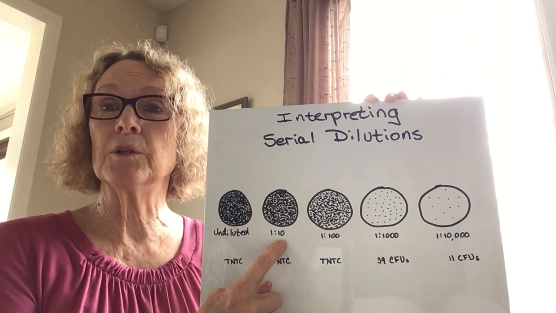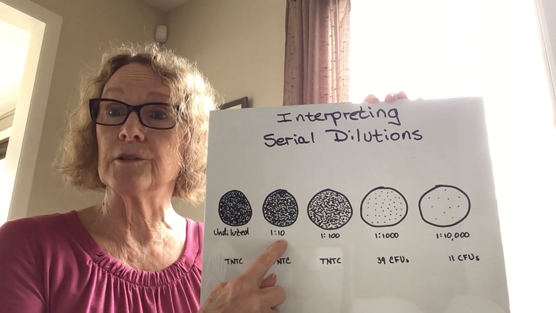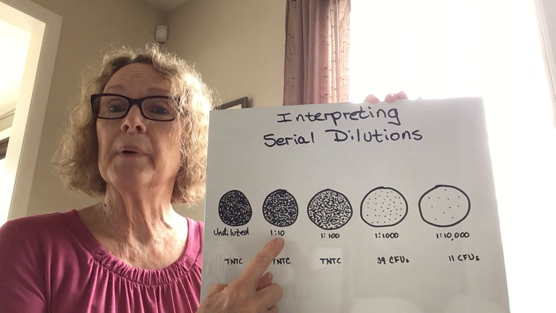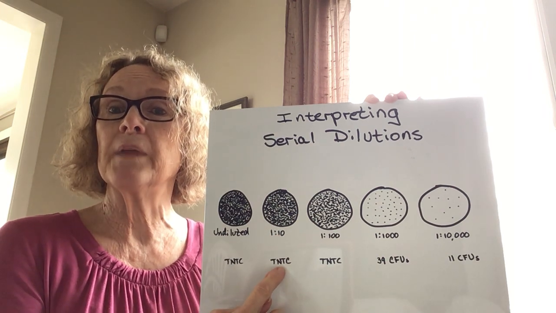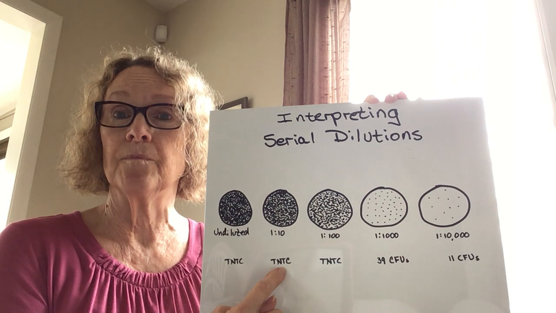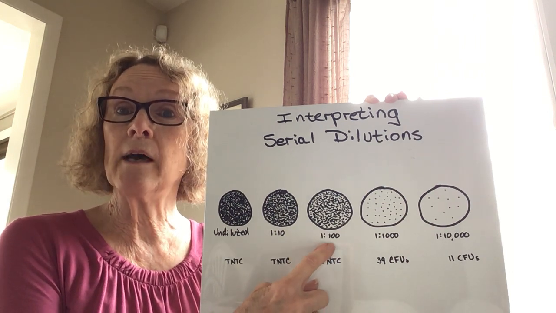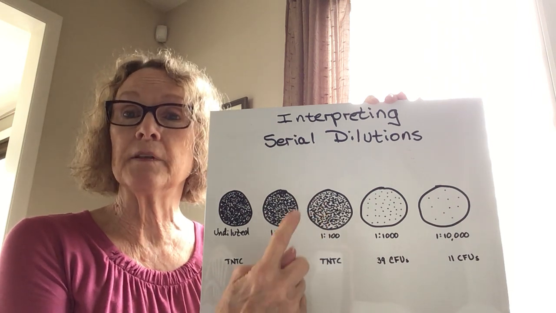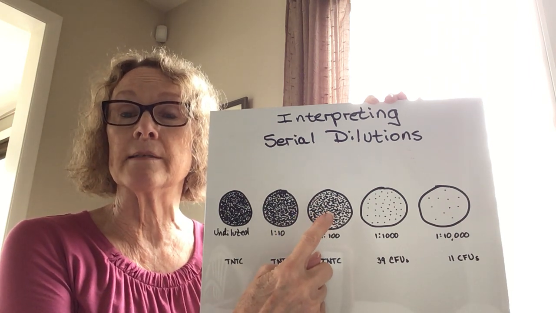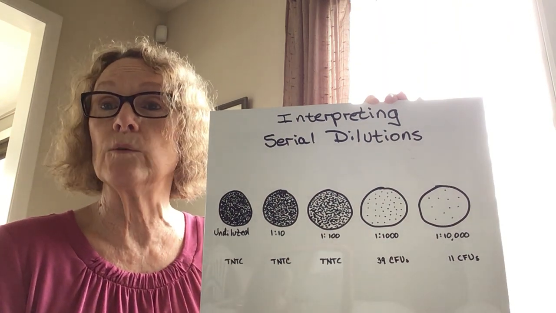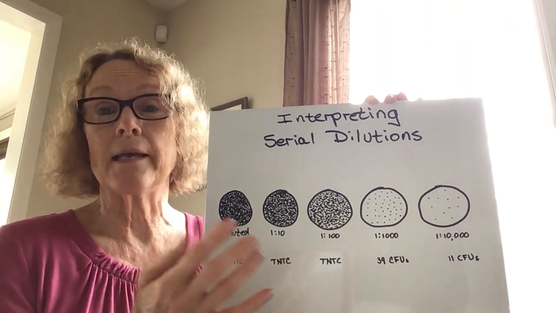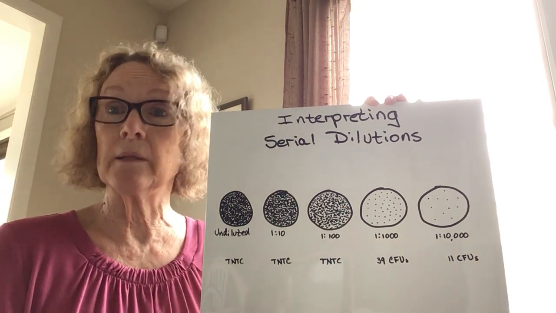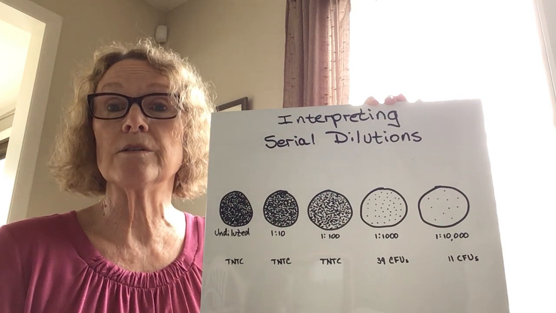Notice that we get a similar result in the 1 to 10 dilution. You can see that there's been a decrease in the number of organisms, but still there are so many that it is too numerous to count. The same is true at the 1 to 100 dilution. Again, you can see that the dilution is working. We've definitely decreased the number of organisms in this third, or 1 to 100 dilution. Well, it's actually the second. But the number of organisms that grew on the plate are still too numerous to count.